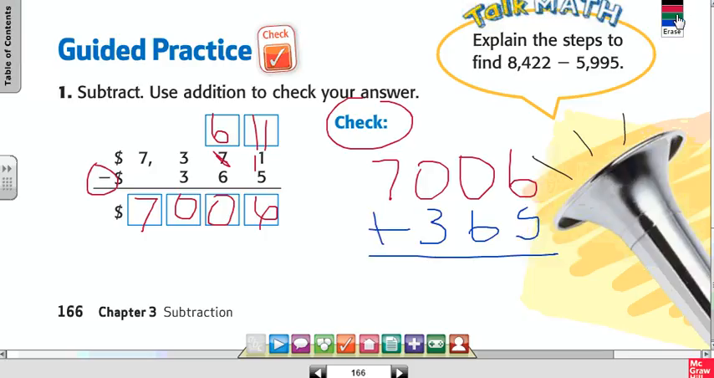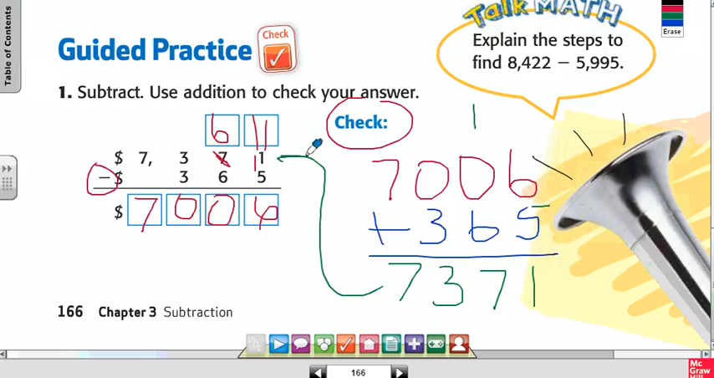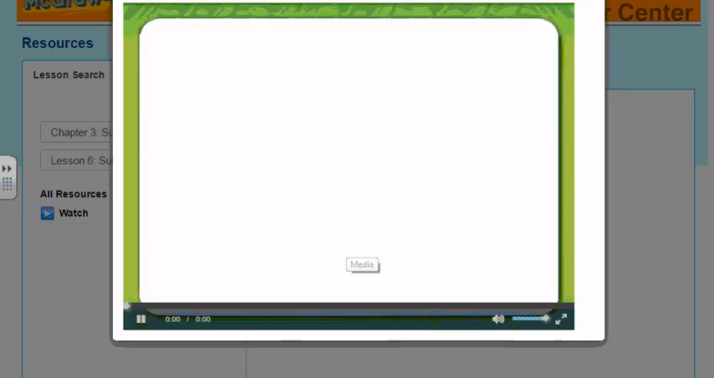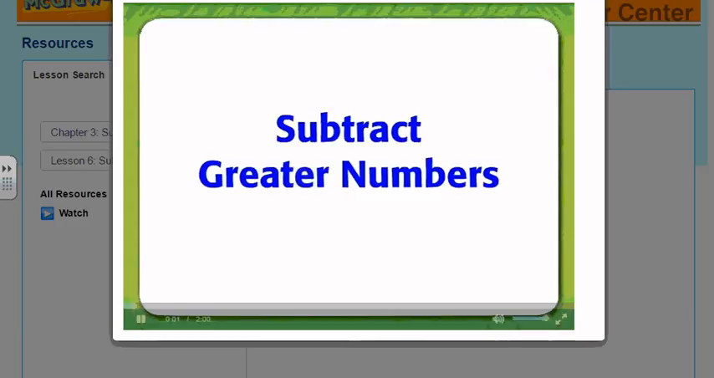So 6 plus 5 is 11. Put the 1 down, carry the 1. 0 plus 6 is 6, plus the 1 that I carried is 7. 0 plus 3 is 3, and 7 plus 0 is 7. So this should match 7,371. That is right. Subtract greater numbers.